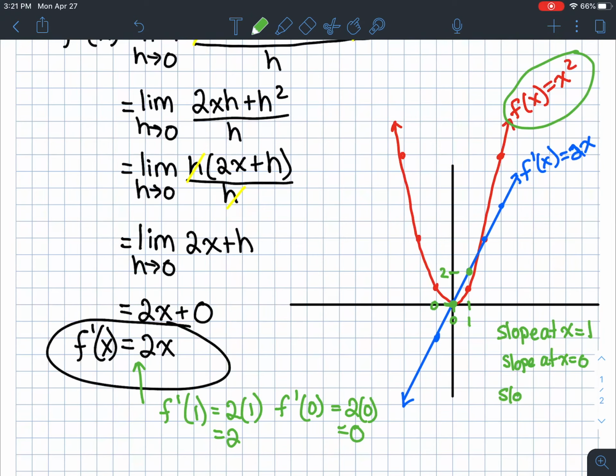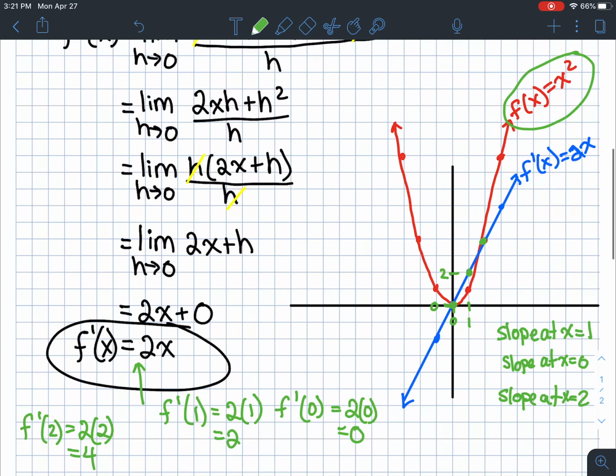If we wanted to find the slope at x equals 4, and we subbed it in, actually, I don't want to find that because I don't have it on my graph. If we wanted to find the slope at x equals 2, I would just sub a 2 into my derivative. So 2 times 2 equals 4, and that's right where they overlap on the graph. So at x equals 2, my derivative is 4, and so is the y value at that point.